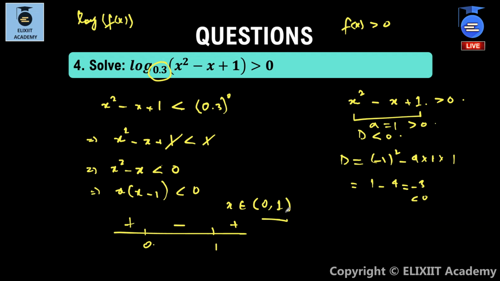And this is contained in this particular thing. 0 to 1 is contained under 0 to infinity, obviously. So what is the solution? Intersection of those two. This is your solution only. Intersection of those two: x belongs to 0 to 1. Bas, khatam. Clear? Okay.